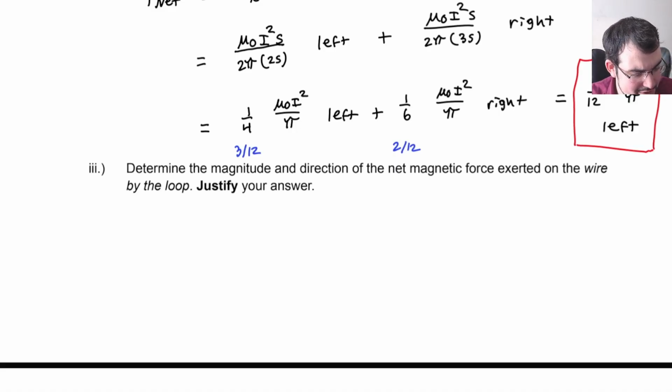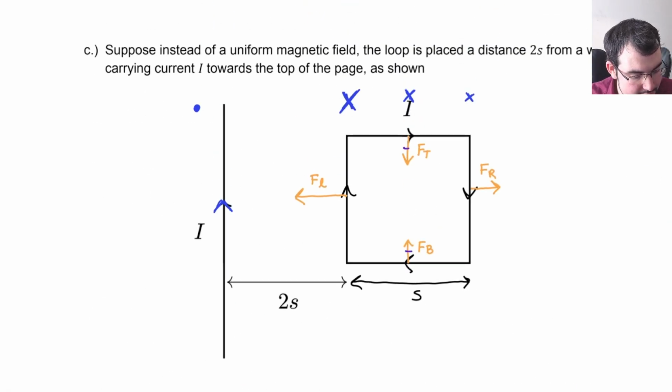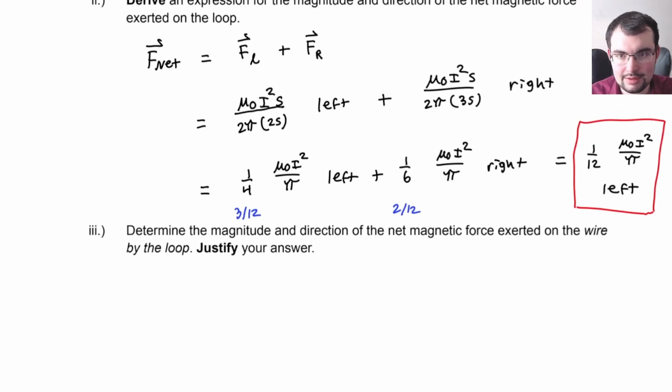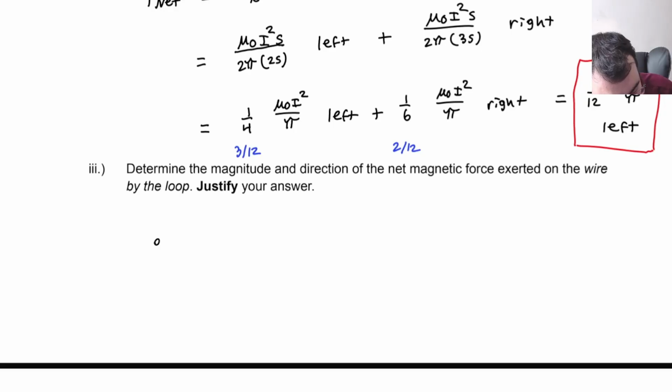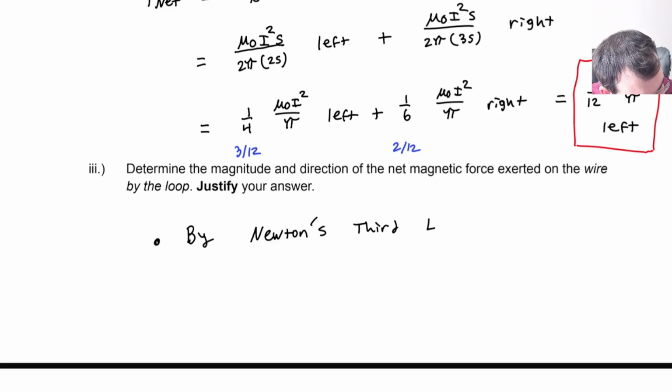What's the magnitude and direction of the net magnetic force on the wire by the loop? Well, that seems quite involved, having to find what all these different currents are doing, but it's actually not, right? We just found the net force on the loop by the wire. So this is just Newton's third law. For every action, there's an equal and opposite reaction. So by Newton, oh, fancy, I wrote out the word third today. By Newton's third law, it's just going to be 1/12 mu naught I squared over pi.